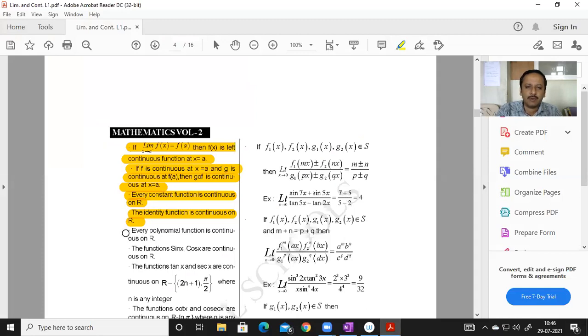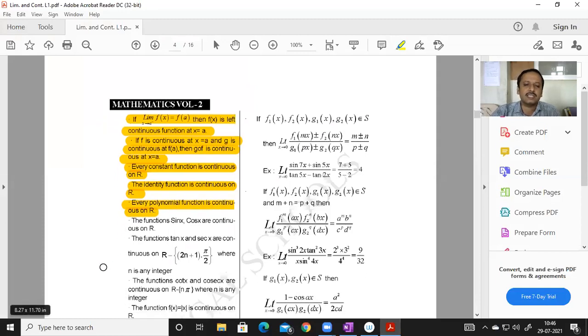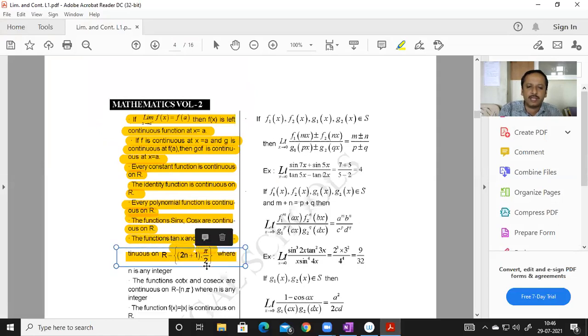Then every polynomial function is continuous on R. This we have proved during our PUC class. The functions sin x and cos x are continuous on R. The functions tan x and secant x are continuous on R minus (2n plus 1) times pi by 2, where n is an integer.